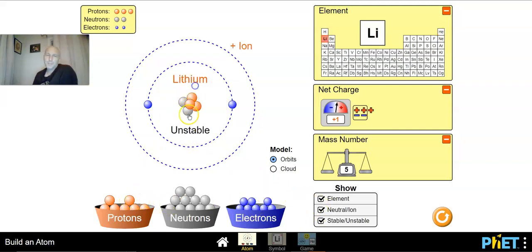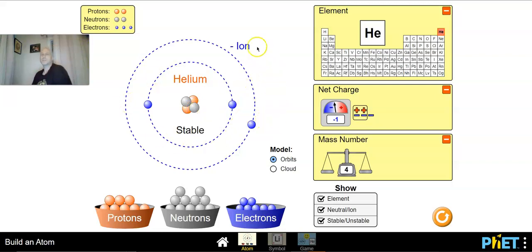So what happens if I just keep adding protons in there? You notice this is unstable. I have 3 protons, 2 neutrons, and 2 electrons. Notice now it is lithium. Why is it lithium? Because it has 3 protons. So I throw a neutron in there. Notice it's stable now. That balanced it, but it is +1. What do I need to add to take that +1 away? 1 electron.